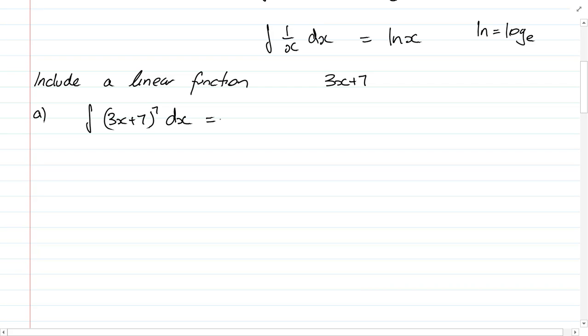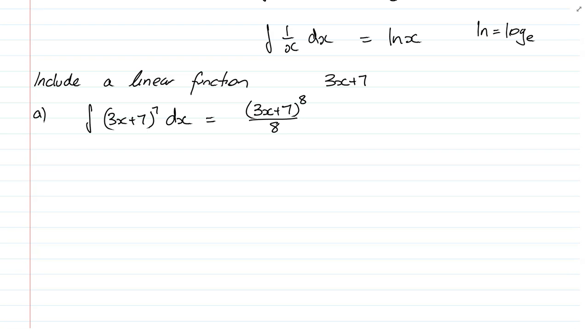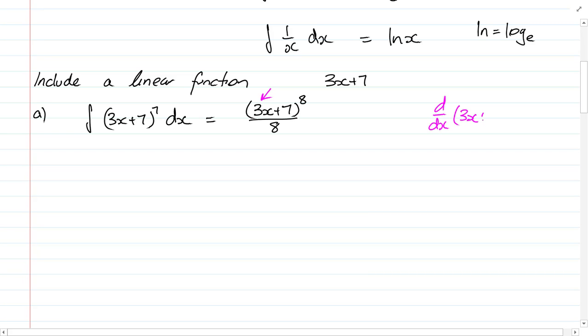So in this case, we follow that polynomial rule, and we write this down as 3x plus 7 to the power of 8, and we divide by 8. But we have this other little issue, and it's this 3 here. If we derived d dx 3x plus 7, that will give us 3. So if we were deriving this function using the chain rule, we would get an additional factor of 3. And that means that when we integrate, we need to remove that additional factor of 3 by dividing by 3.